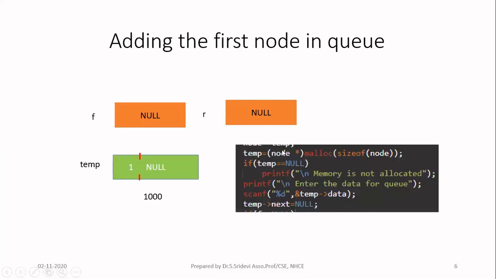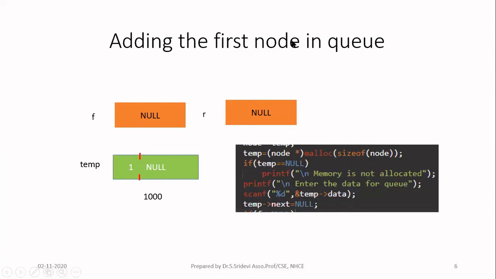Then first, let us see how to perform the enqueue operation. Just now I told you in enqueue, you are going to insert the element at the end of the singly linked list. So whatever content we have written for inserting at the end, that only we are going to write here. Let us see the steps now. First, you are going to add an element, which is the first element in the queue.